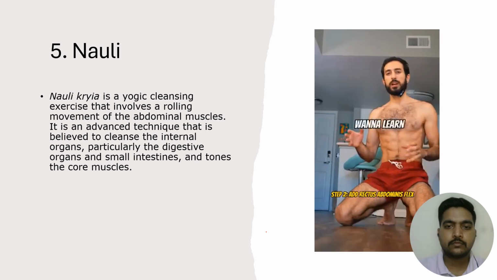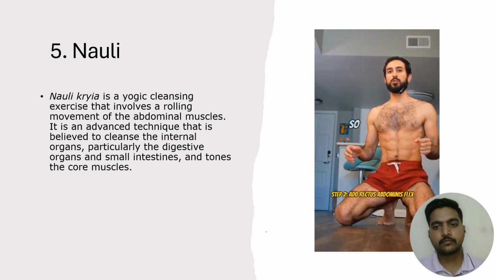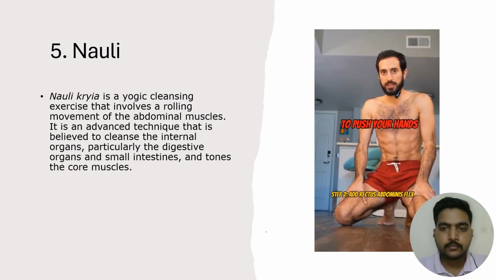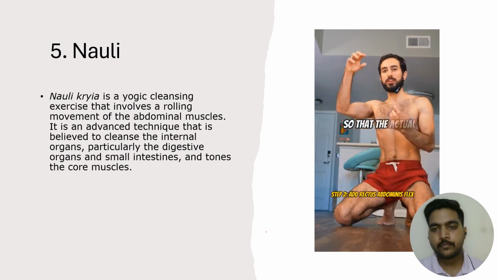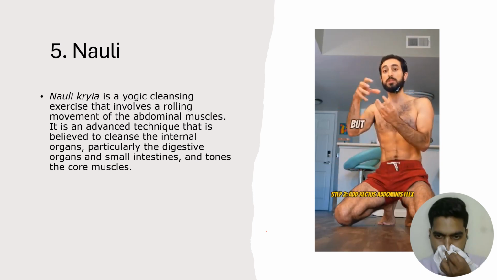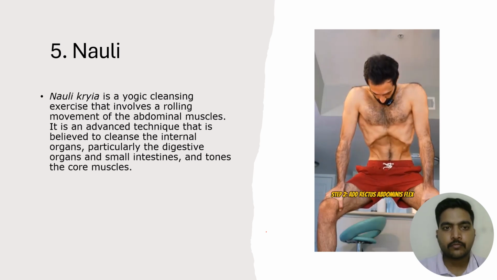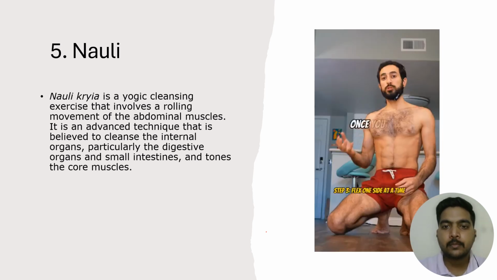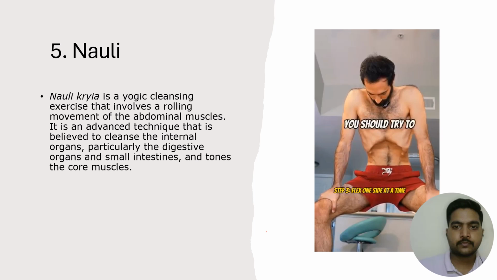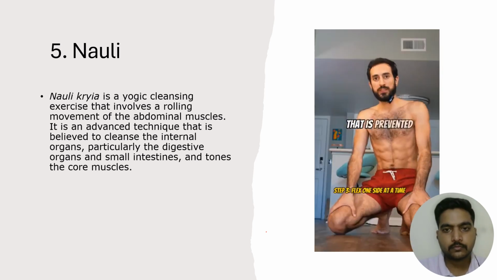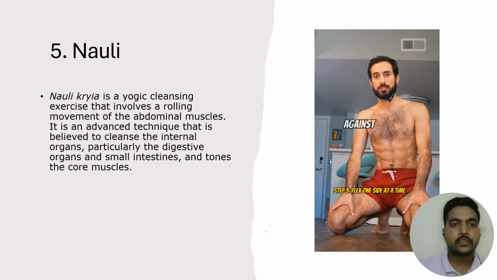Then you want to learn how to flex your rectus abdominis while in the stomach vacuum. This can feel like you're crunching down, but it helps to push your hands against your thighs so that the actual spinal flexion doesn't happen, but the muscle is still engaged. This could look something like this. So this is the abdominal massage. Once you learn to do that, you should try to flex one side at a time, and this feels like a side crunch that is prevented by your arms pushing against it. So this is Noli Kriya.